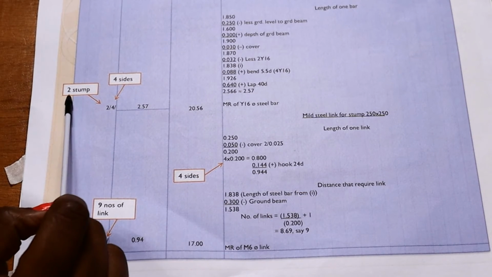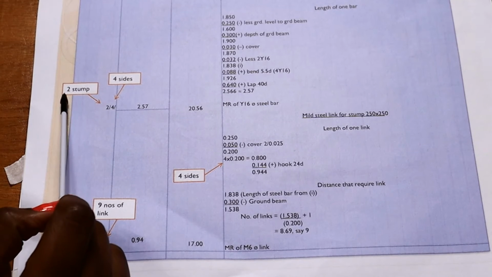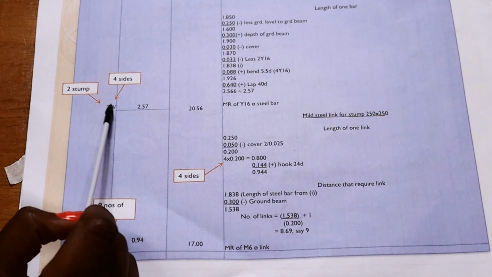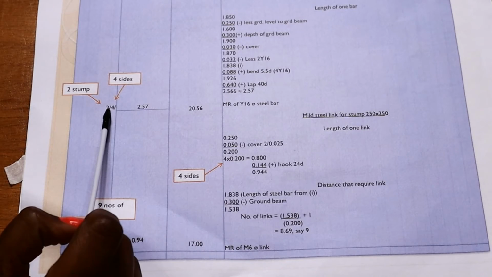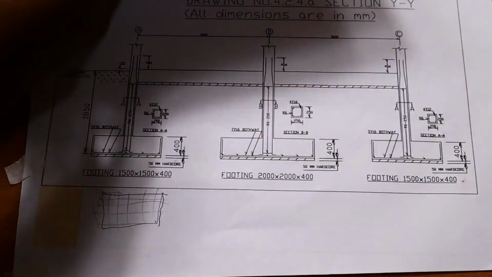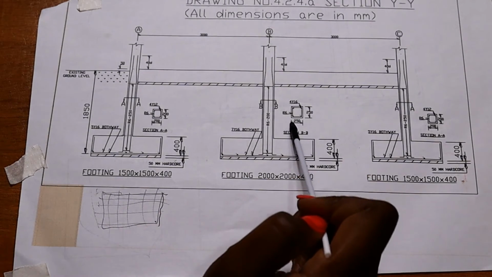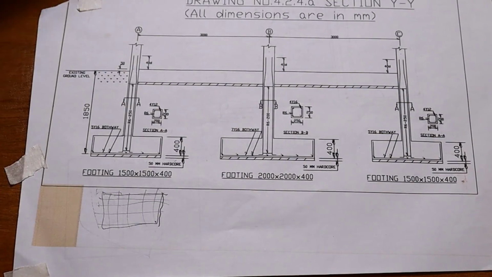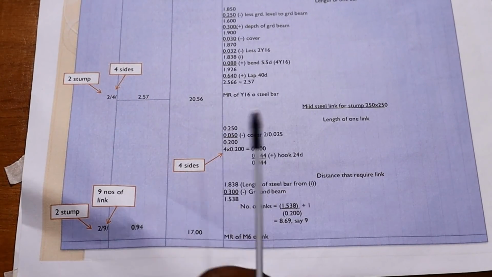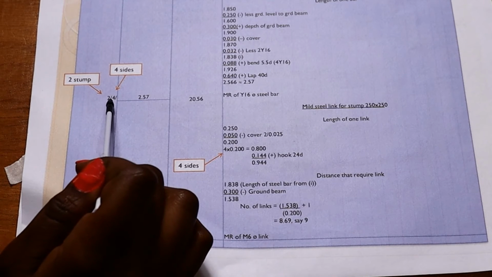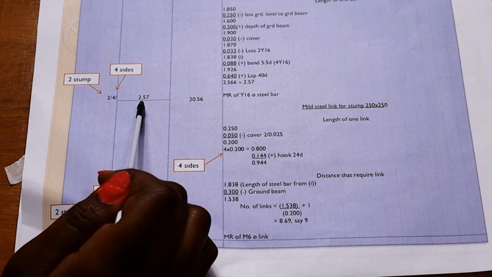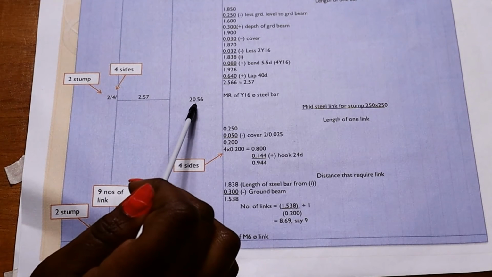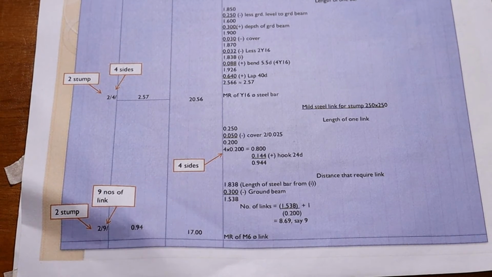So we have two stumps measuring 250 by 250. We have four sides. We have four reinforcements. Why do we say four? Because if you can see, we have this column. We have four reinforcements at the corners. So we have two stumps, four reinforcements in each stump. Then the length of one reinforcement is 2.57. So the total length of all the bars is 20.56, Y16 diameter steel bars.